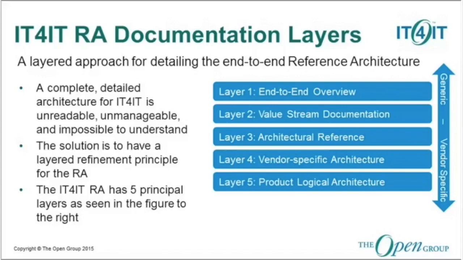And then the last two layers, 4 and 5, become vendor specific. We realize that detailing something out to the nth degree of accuracy will take forever and would actually hinder the industry in adoption. So we say layers 1, 2, 3 will be formalized in the Open Group. Layers 4 and 5 will be for each vendor, but because of layer 3, they will be able to interoperate.